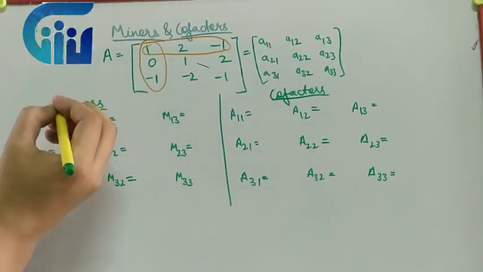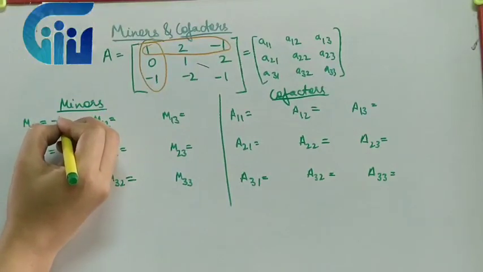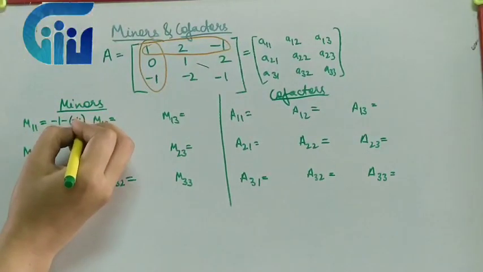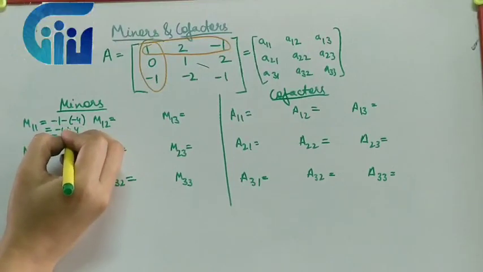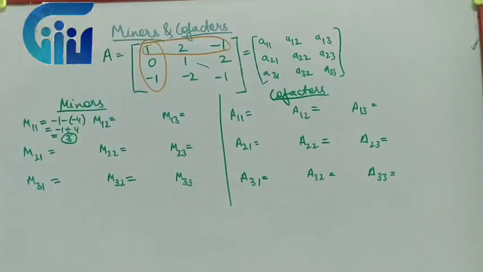Minus 4. So what value am I getting? Minus 1 minus 4. So what is the answer? Minus 1 plus 4, that is 3. So the minor for M11 is 3. So what did we say? Minor is the value of the determinant over here.